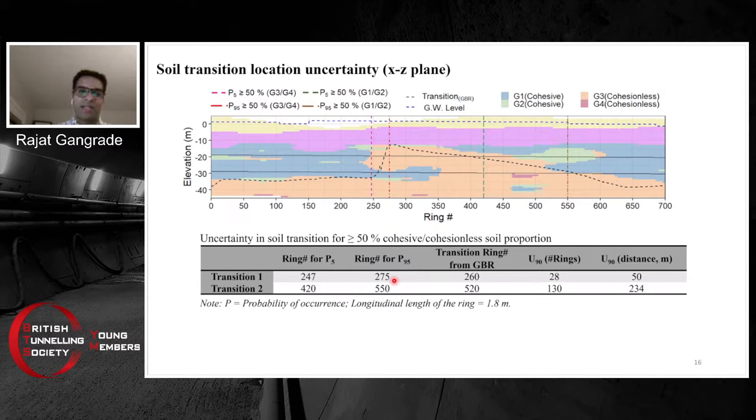Uncertainty I'm quantifying as the 90% confidence interval, so the difference between the two percentiles. That comes out to about 28 rings. As I said, the first transition was going to be immediate, and that is why we have relatively less uncertainty there. But look at the second transition. You're going to start encountering greater than 50% cohesive soil with 5% probability at about ring 420, and then it grows to 550. So there is about a 130-ring uncertainty, or 90% confidence interval, on where the transition is going to occur.